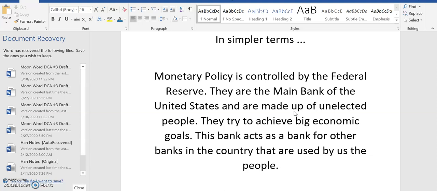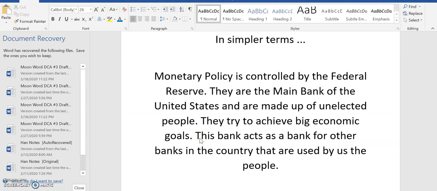This is a very important function, and this can't be left to the public to elect these people. This has to be picked by people who know what they're doing. So they are the main bank of the United States and are made up of unelected people, like I said. They try to achieve big economic goals in the country, like fixing recessions or just big structural things about how an economy works. This bank acts as a bank for other banks in the country that are used by us, the people.